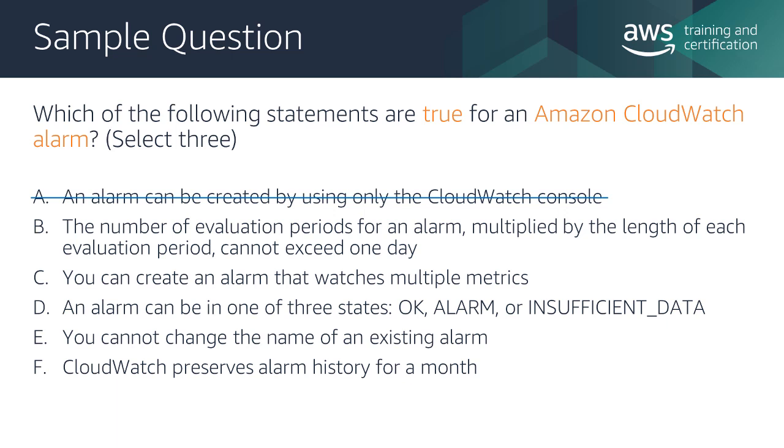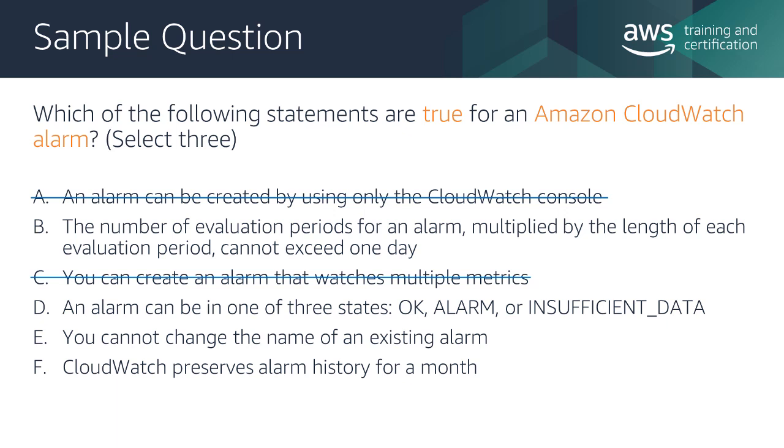Let's go through a couple other ones. C, you can create an alarm that watches multiple metrics. No. CloudWatch alarms can only be done a single metric at a time, whether it's standard or custom. If you would like an alarm that is an aggregate of multiple elements, then you'll need to actually create that aggregate with another process that looks at those alarms and decides what the final state is.